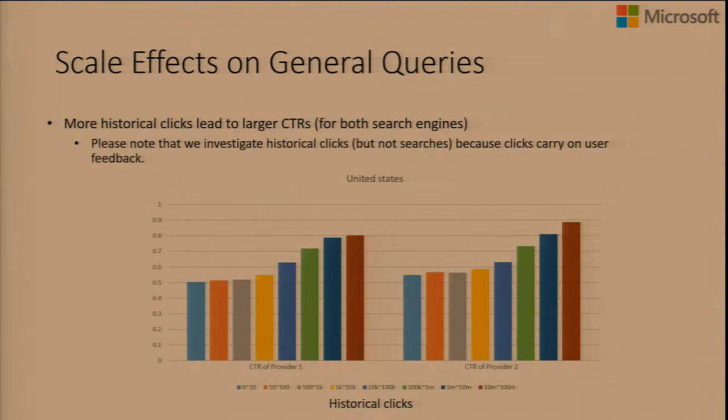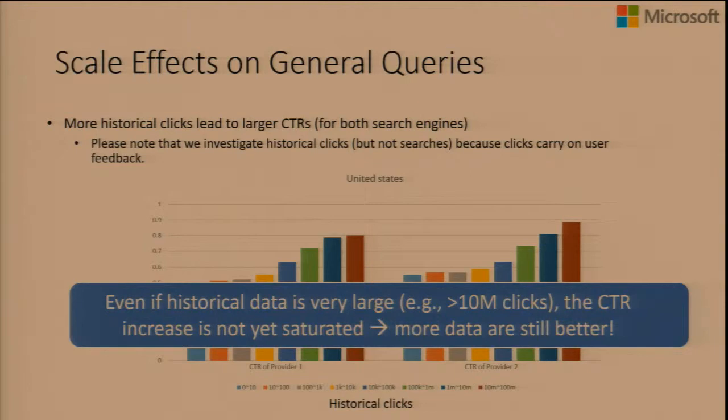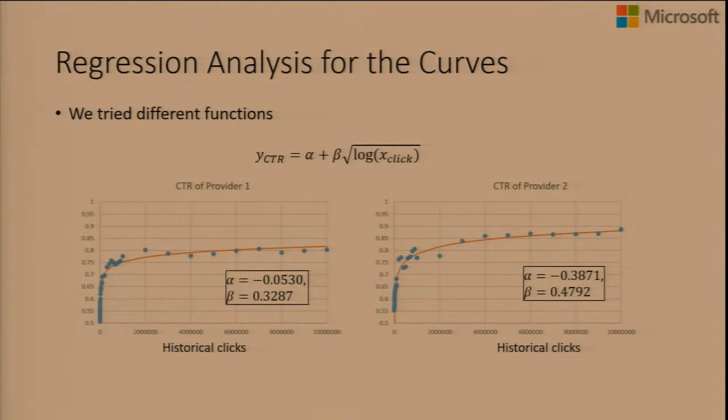So here are the results. You can see, for example, this is the first bucket, historical clicks from 0 to 10, then 10 to 100. As the historical clicks increase, the CTR also increases. Okay. So even when we have millions of historical clicks, the CTR still increases. That means it seems that the scale effect is not saturated yet. Okay. We further conduct regression analysis on the CTR. We try different functions, including linear and polynomial. Finally, we find this formula fits the data best.